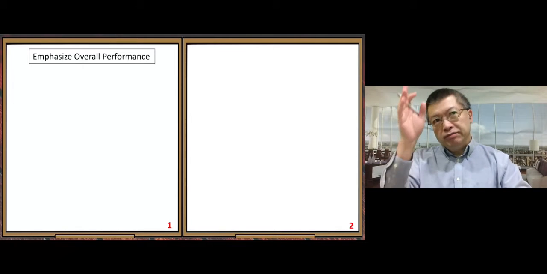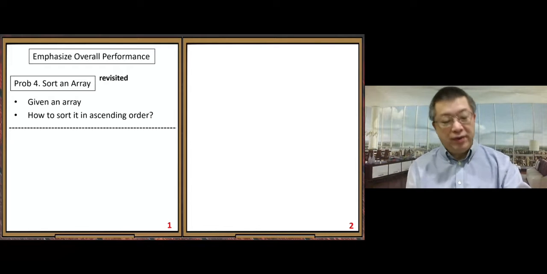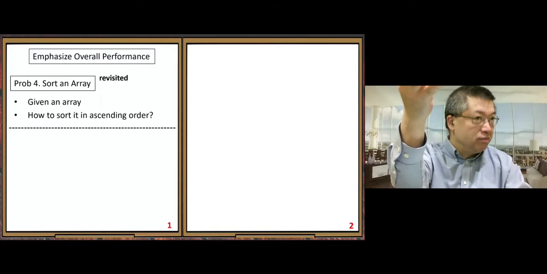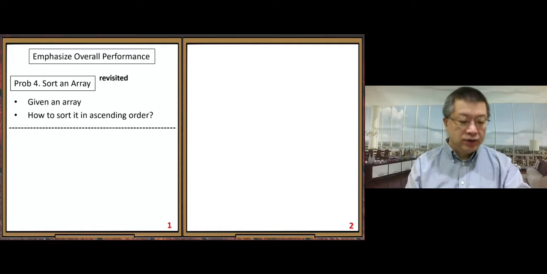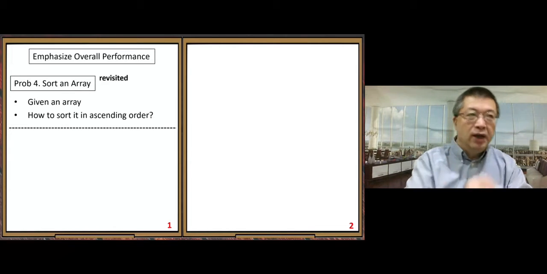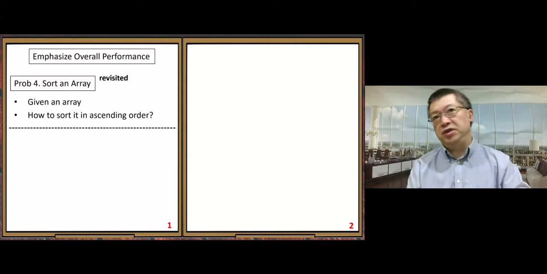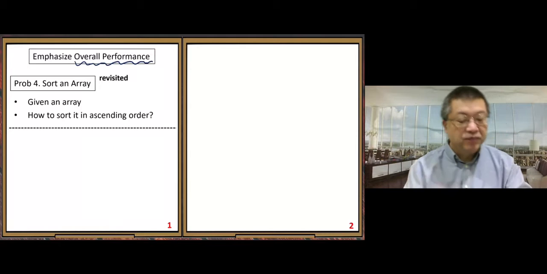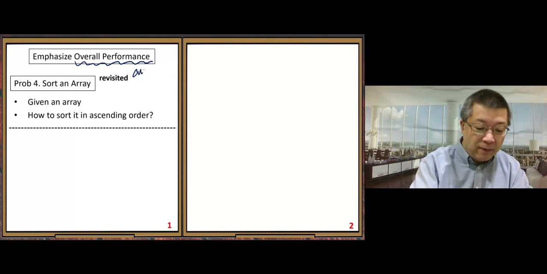First, let's look at why we want to study another new sorting algorithm. We have learned several sorting algorithms, but why do we need to get a new one? There must be some special reason. The reason here, look at the title of the topic: emphasize overall performance. So what is the overall performance? Average case, right?